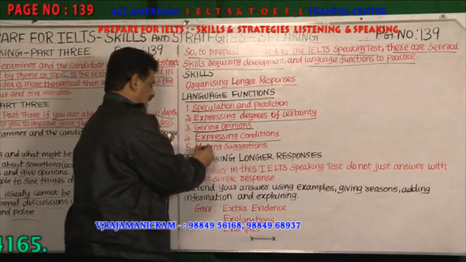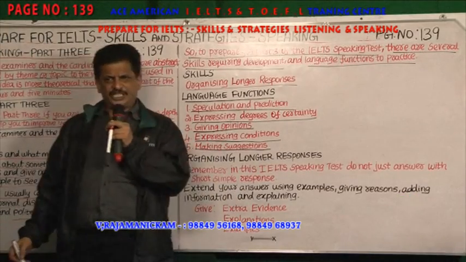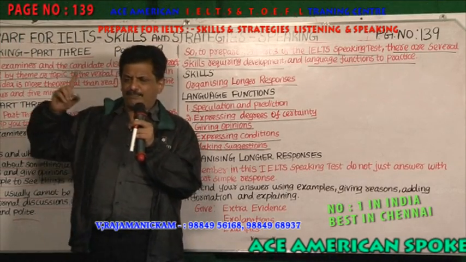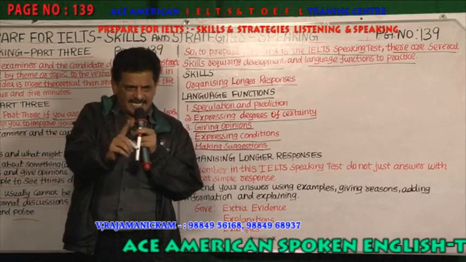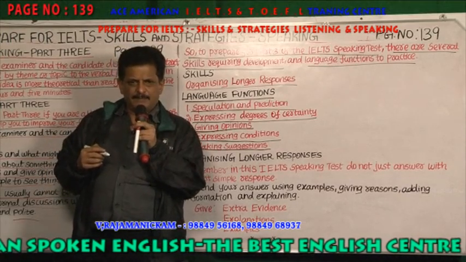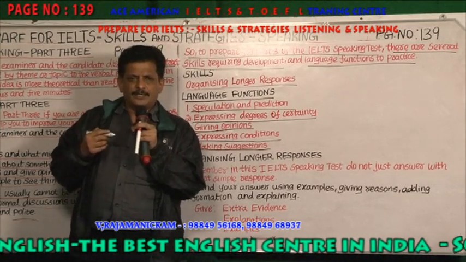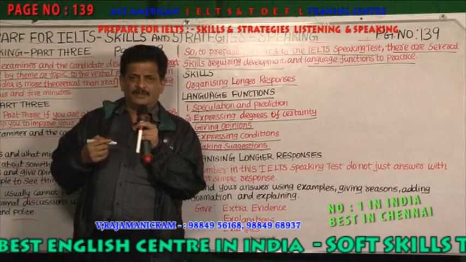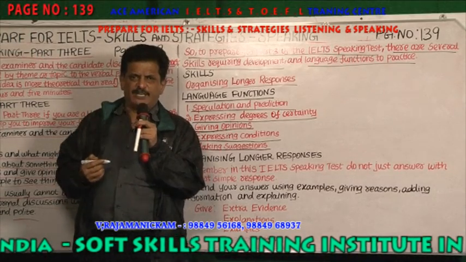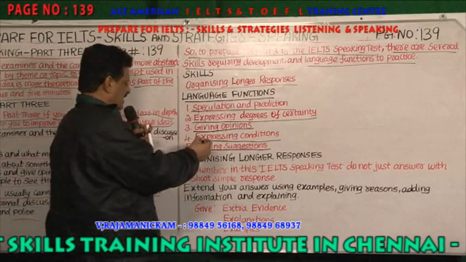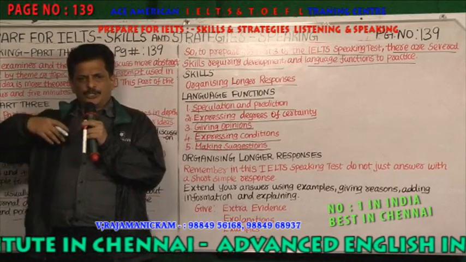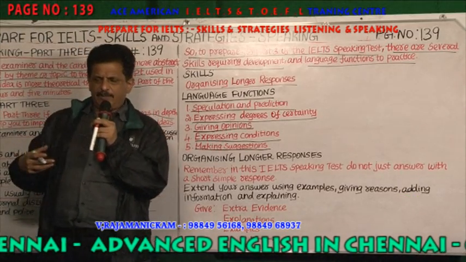Next, making suggestions. At the end of the discussion or during the discussion, you are suggesting what is an appropriate thing to do. I suggest the government should change the constitutional laws. People should change. So you are suggesting Lok Adalat. All these things should be introduced. A presidential form of government is an ideal form. So you are suggesting. All these five language functions should be interlinked and spoken in the time of discussion.